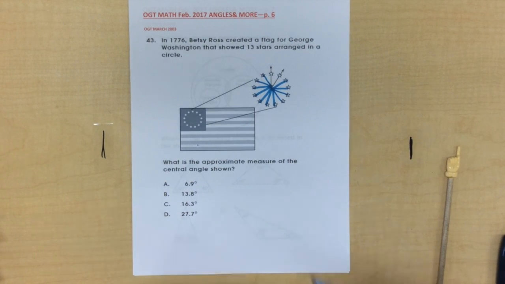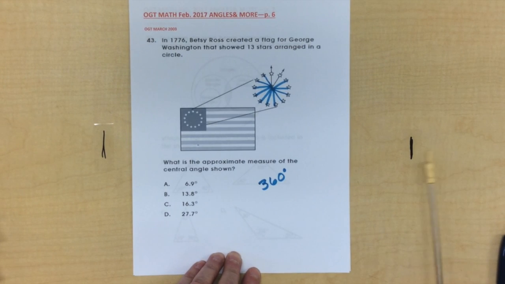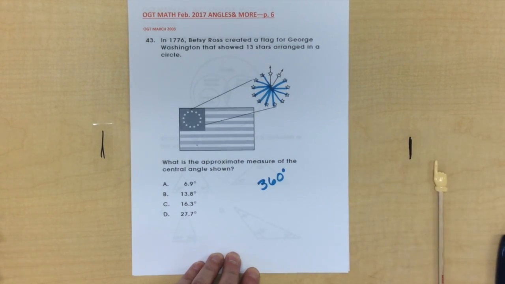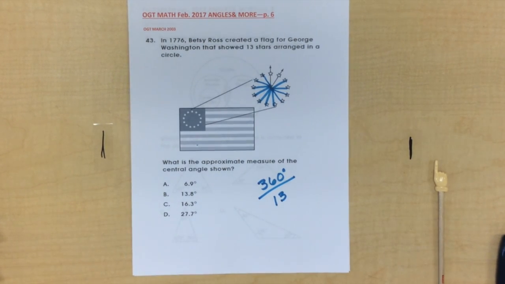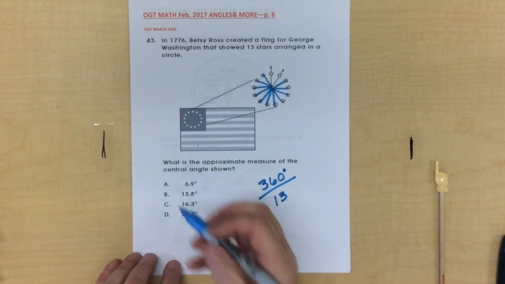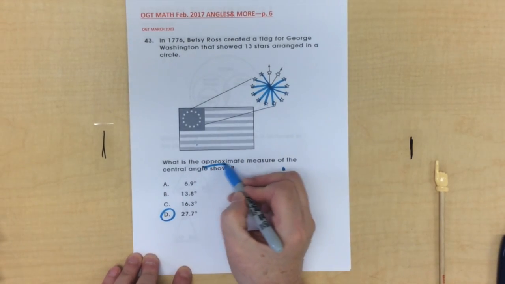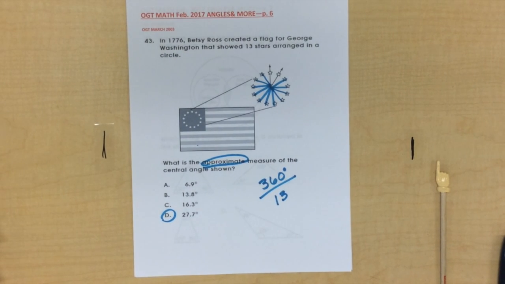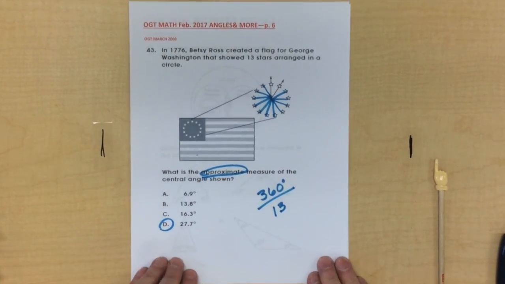So we said if a circle has 360 degrees, notice you have to know that. 360 is not mentioned anywhere in the problem. But it's divided into 13 equal parts. And when you divide 360 by 13, we come up to about 27.7. And it does say approximate, so this has been rounded slightly because 13 does not fit evenly into 360.